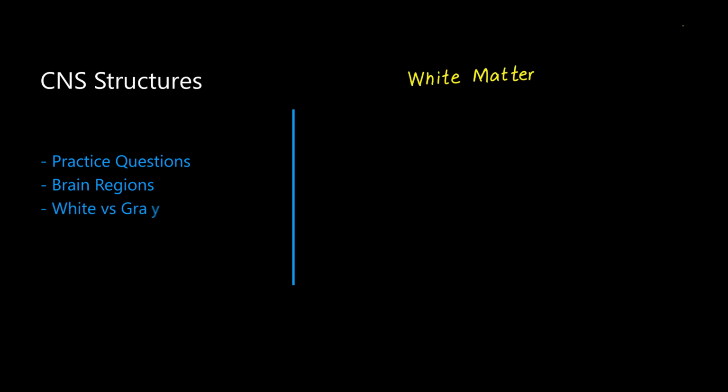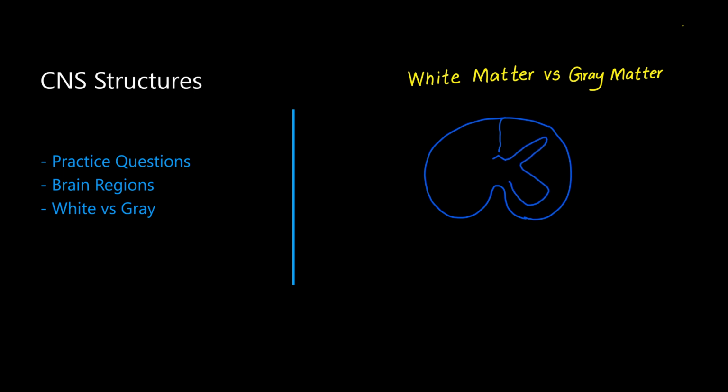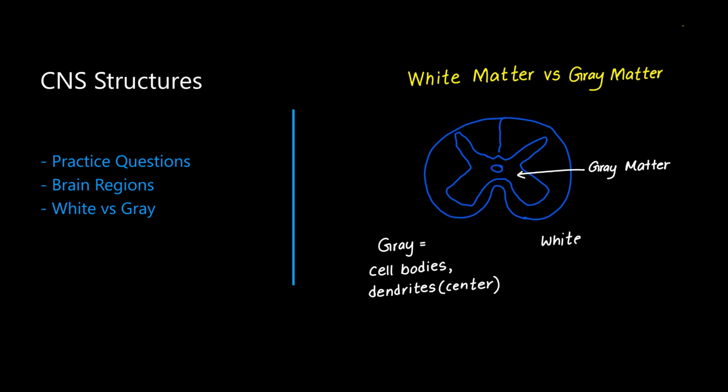Inside the CNS, tissue is either white matter or grey matter. White matter is made of myelinated axons, and the myelin sheath gives it that pale colour. Grey matter is where the cell bodies, dendrites, and unmyelinated axons cluster. In the spinal cord, grey matter sits in the centre, in a butterfly or H-shaped pattern surrounding the central canal.